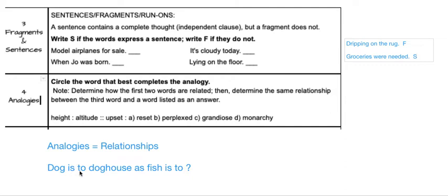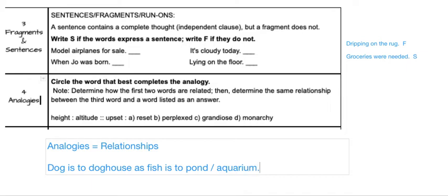If we want to read that as a sentence, I could have the colon here and it would say dog, colon, doghouse, but that means dog is to doghouse as, there's our double colon, fish is to. So what we have to figure out is the relationship between a dog and a doghouse. Well, a dog lives in a doghouse. So now we have to look for something that pairs with fish and has the same relationship. Where does a fish live? You could say pond, you could say aquarium. There's a couple of options there we can put in, right? We could put in either of those.